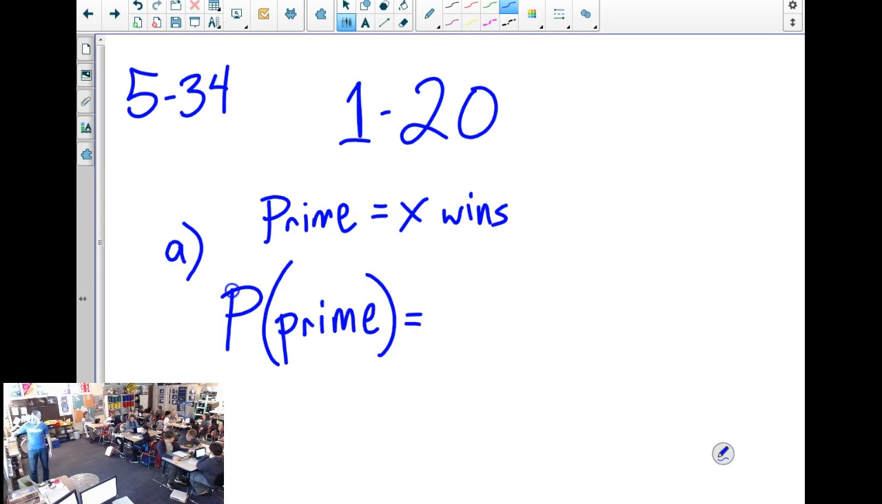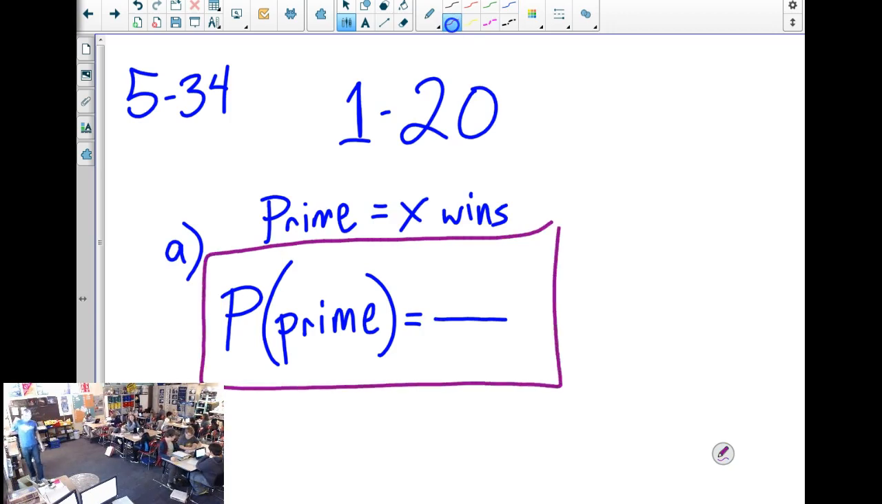When you are done with this section, you should have on your paper your list of 10 numbers and then a probability of prime. However many you got out of 10.